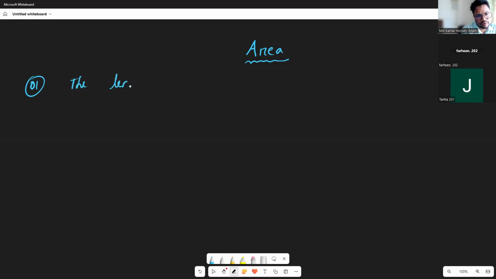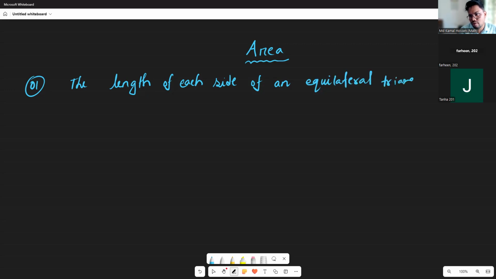The length of each side of an equilateral triangle. Length of each side of an equilateral triangle is increased by 2 meters.